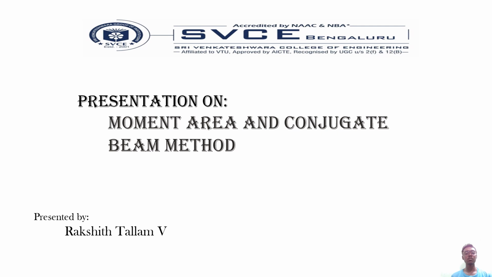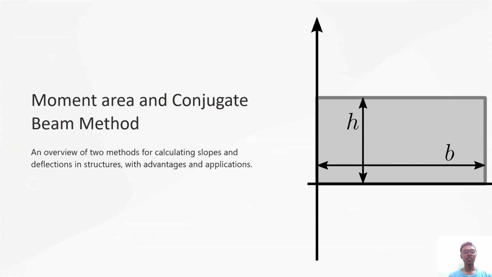Today we are going to discuss moment area and conjugate beam method. First we will move on to introduction. Moment area and conjugate beam method: an overview of two methods for calculating slopes and deflection in structures, with advantages and applications.